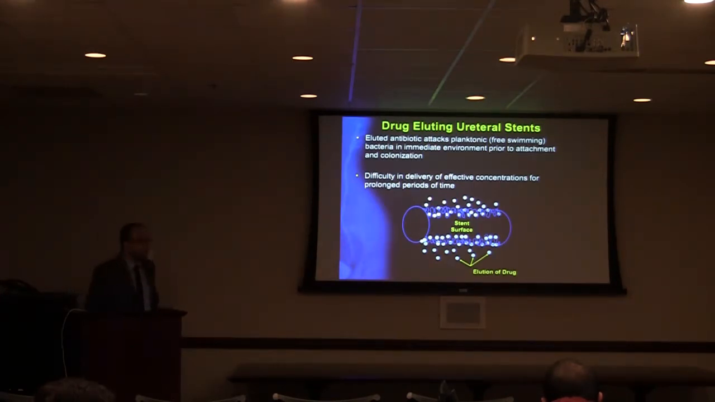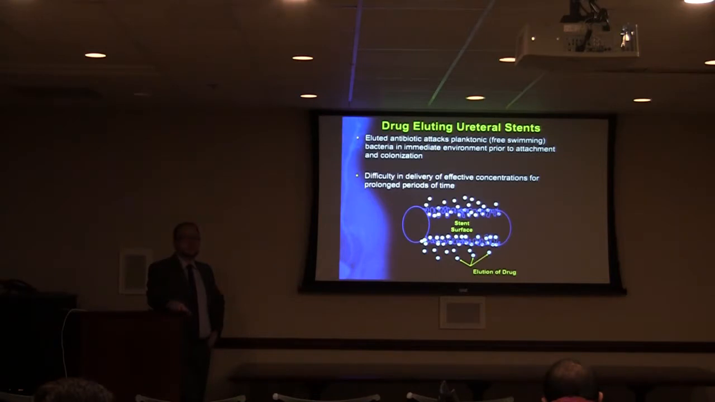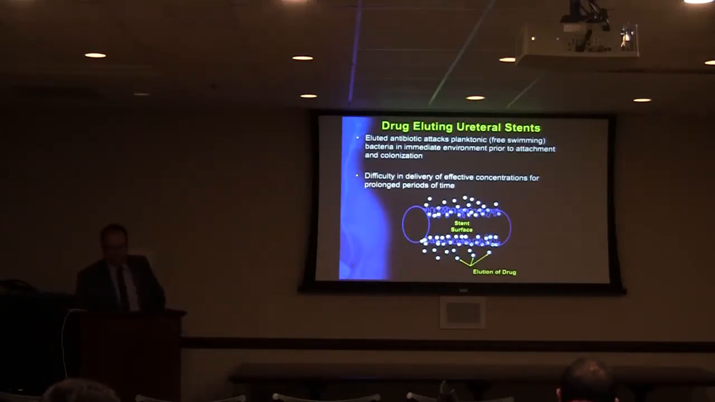So, drug-eluting ureteral stents. Again, they kind of made their mark in vascular stenting. Drug-eluting stents did many years ago. They worked very well. So the idea was, let's try them in the urinary tract. Of course, the idea is for the stent to elute an antibiotic to attack planktonic or free-swimming bacteria and kill them before they can attach to the surface.